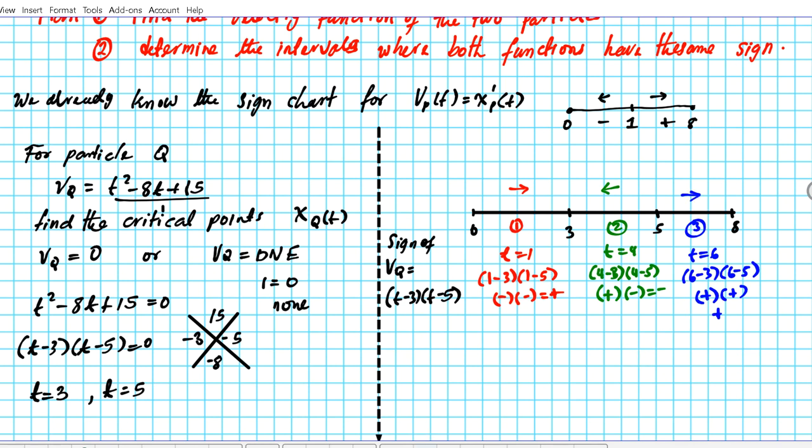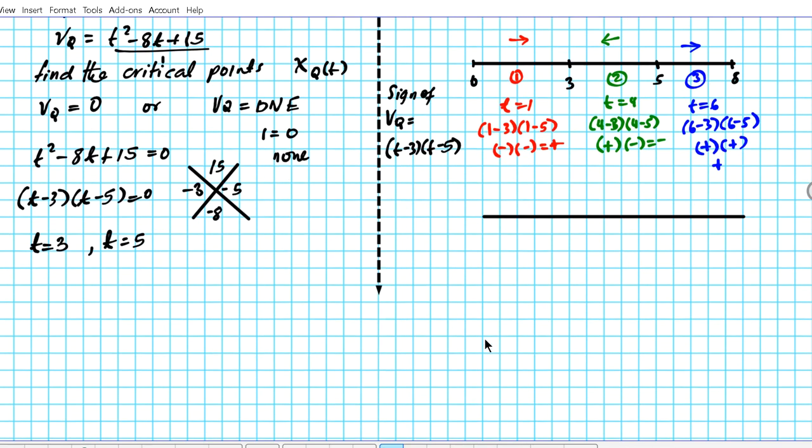All right, so now what we're going to do is find the union of the two number lines and see where the signs are the same, and then that will help us to know when they are going in the same direction. I'm going to put particle P on the top and then Q on the bottom. So this is for V of P.